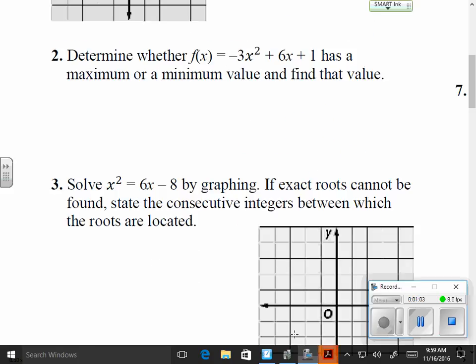Number 2, we're going to determine whether this function has a maximum or a minimum value and find that value. Since it's in standard form and a is -3, I know that it's going to open down because of this negative sign. So I know it's going to have a maximum. Let's put it in the calculator and figure out what that value would be.